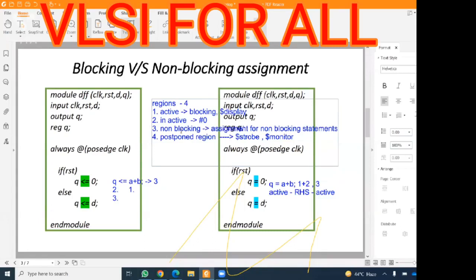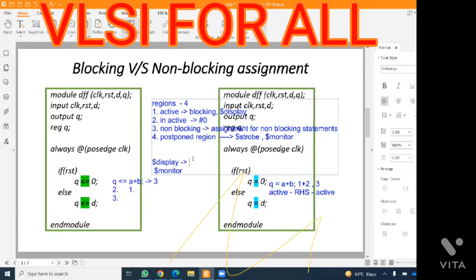Okay. One general question: what is the difference between $display and $monitor? Display just provides the latest value of A, but monitor will show all the changes of A which were made previously also. Display provides the latest value, but monitor shows whatever value you are changing.